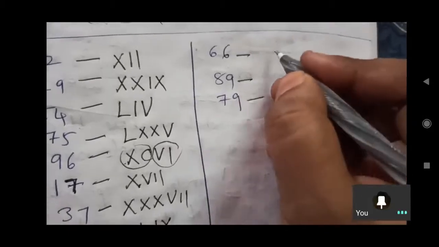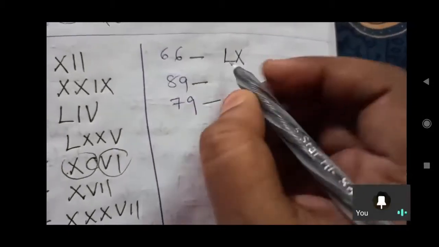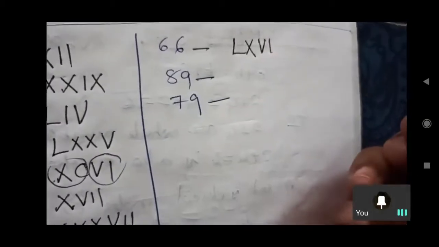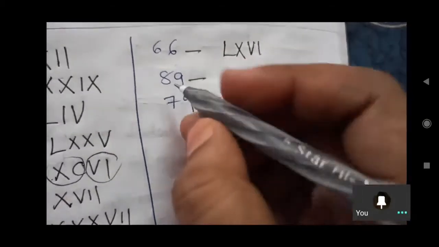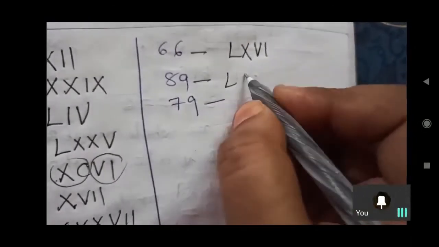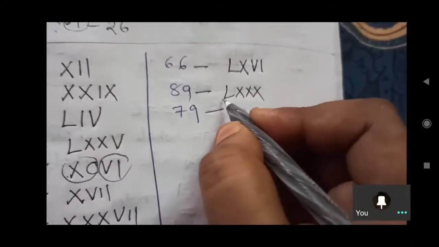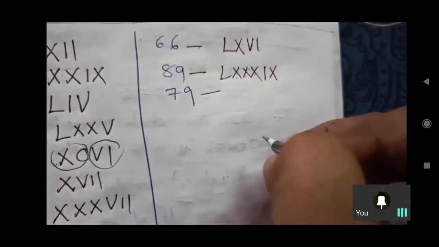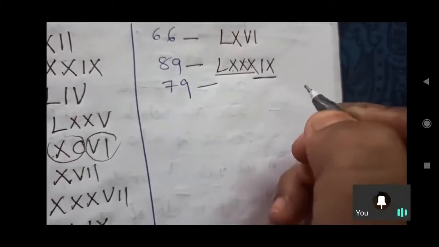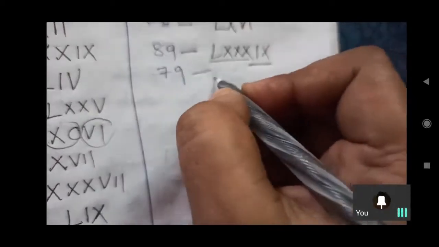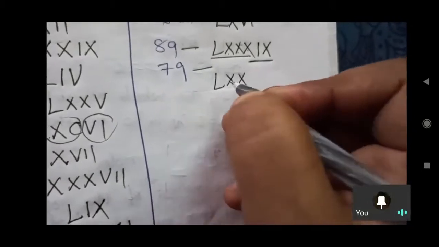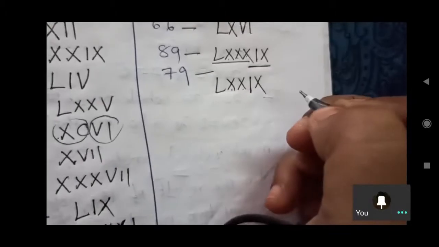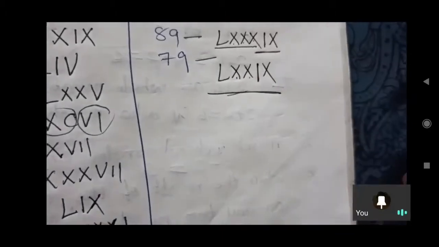66. 60 means LX. Yes, 60. And for 6, we have to write 5 plus 1. Is it correct? And 89, you have to write 80 again. 80. 50 plus 10, 60, 70, 80. For 9, we have to write 9 again. Okay, now this is for 9, this is for 80, 89. And 79, LXX. This is 50 plus 10, 60, 70. 9 means IX. 1 before 10. Okay, now is this correct?